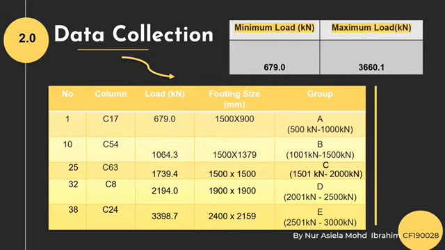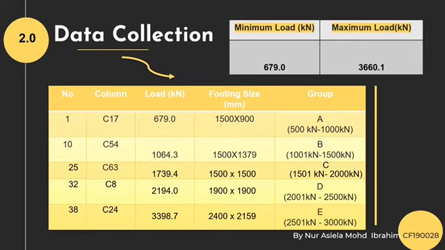So as you can see here, the minimum load was 679, represented by column C17, group A. The lowest load that we use is 500 kN to 1000 kN, and the maximum load we use is 3660.1. To be exact, the maximum total load is at C34 with 3660.10 kN. So these are all the total loads from this table. You can see all the total loads from the columns that we use in designing our footing size.